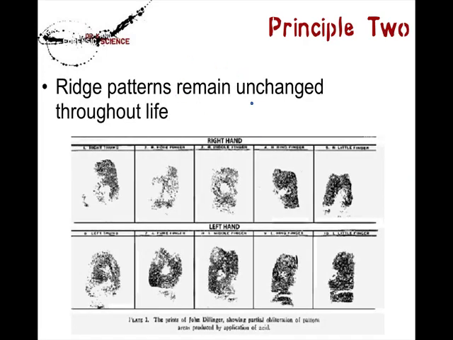And our fingerprint patterns remain unchanged throughout life, meaning that we have scars and we have wear and tear, but our fingerprint, the general pattern still remains. So this is an image of John Dillinger. He tried to obliterate his fingerprints by dipping his fingers in acid, and what it did was it actually created more individual characteristics because the scars became a characteristic.